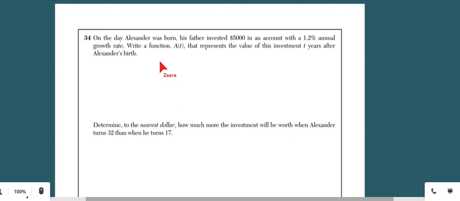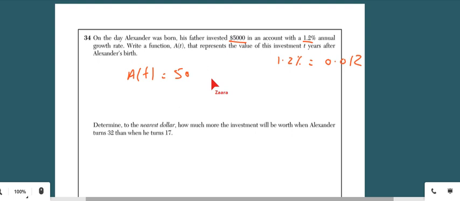Look at this. On the day Alexander was born, his father invested this amount in an account with a 1.2% annual growth rate. Now 1.2% annual growth rate means 1.2%, which equals 0.012. Write a function A of t that represents the value of his investment after t years after Alexander's birth. So it would be A of t.